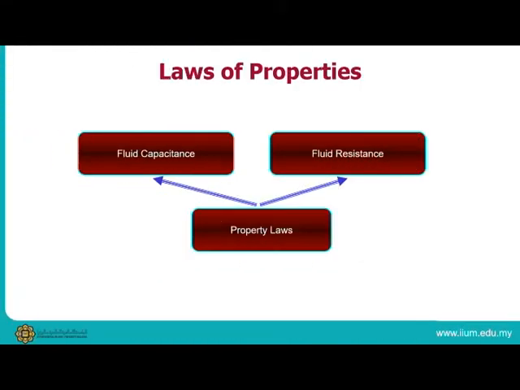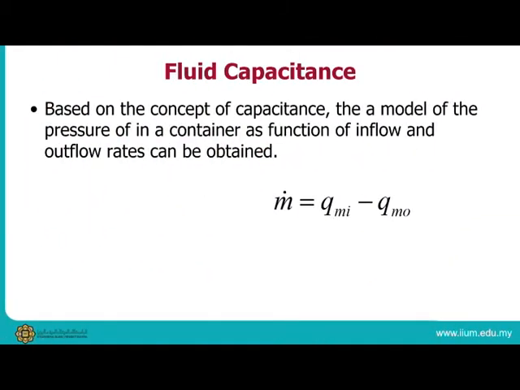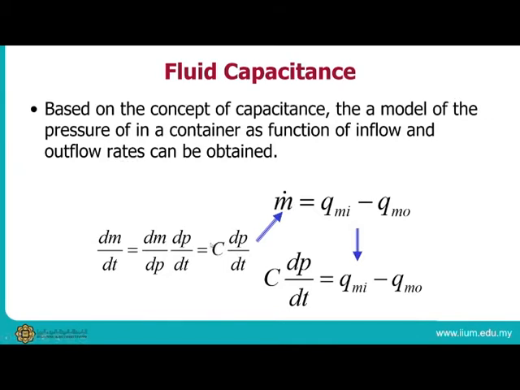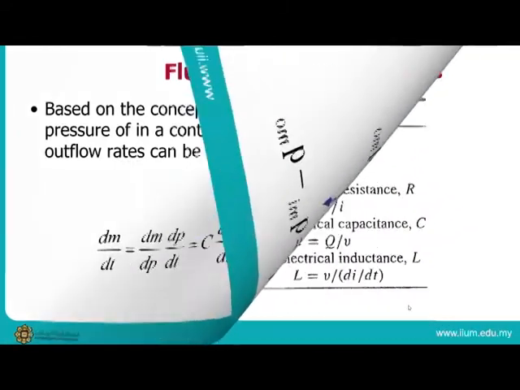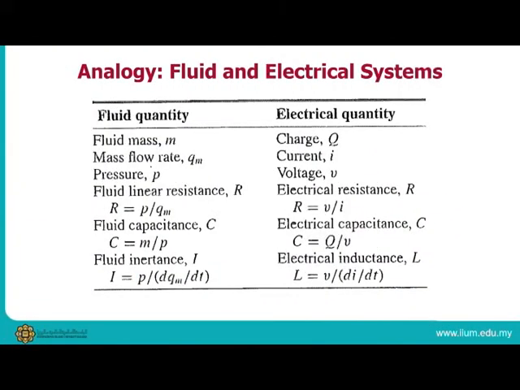So now we go for the law of properties. We have fluid capacitance as well as fluid resistance. Fluid capacitance is dm over dt, right? We get dm over dt as the capacitance for the fluid. And then if you insert into this equation, you get C dP over dt is equal to QMI minus QMO.